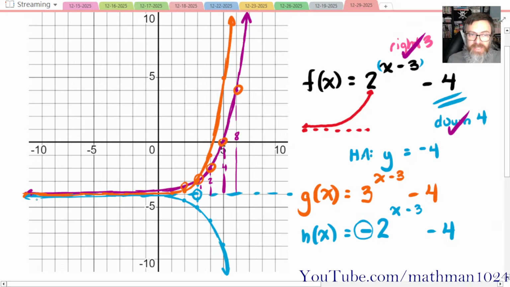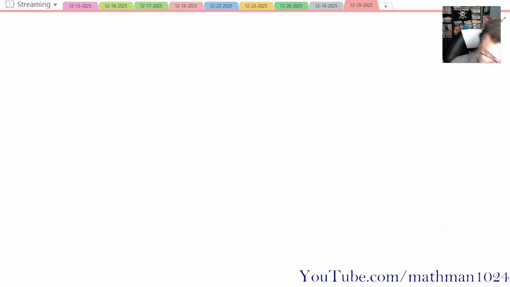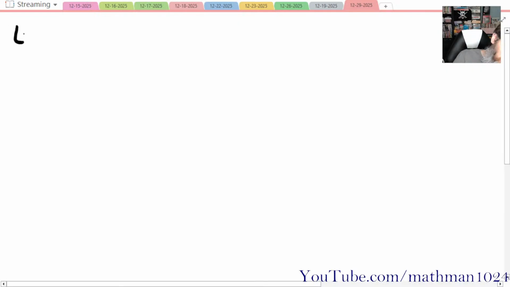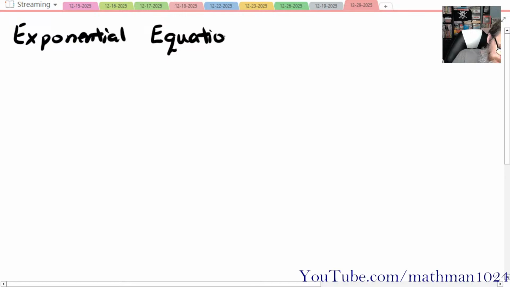Now, let's have some fun. All right, so one of my favorite things to do is to play around with exponential equations. As crazy as it sounds, exponential equations are equations where your variable is in the power. The simple way to work this is to remember this one statement.